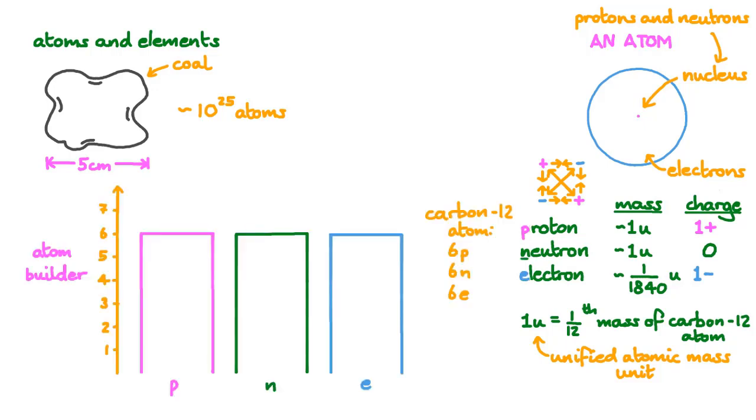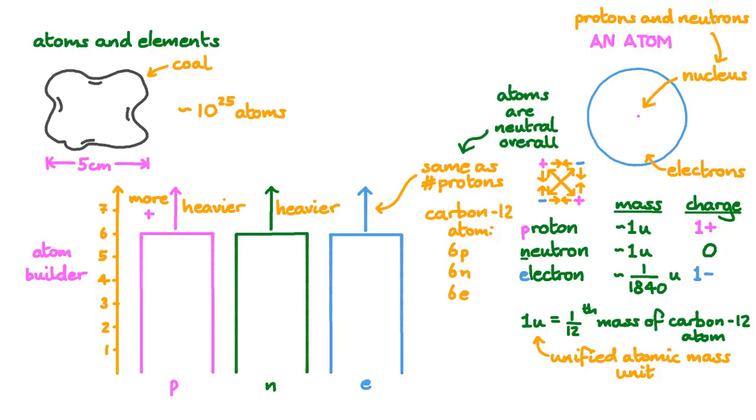Atoms can have different numbers of protons, neutrons, and electrons. For instance, a carbon-12 atom is an atom with 6 protons, 6 neutrons, and 6 electrons. Having more neutrons makes an atom heavier, and having more protons also makes an atom heavier. But crucially, adding more protons makes the nucleus of an atom more positively charged. The more positively charged the nucleus, the more electrons it can hold on to. By definition, atoms are neutral overall, so we need exactly the same number of electrons as protons in order to classify it as an atom.